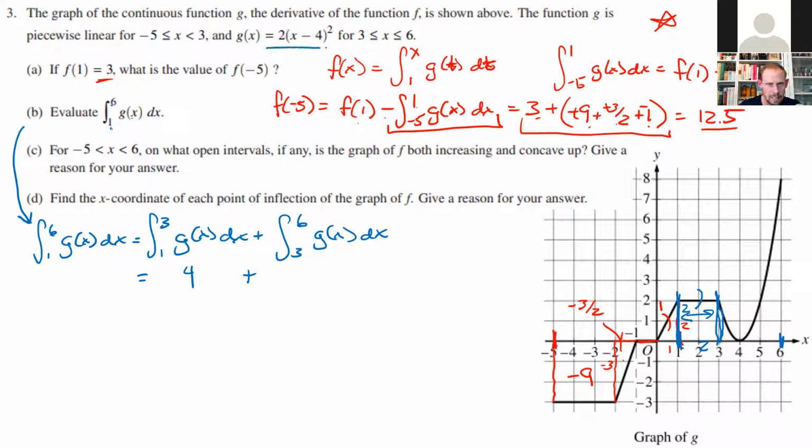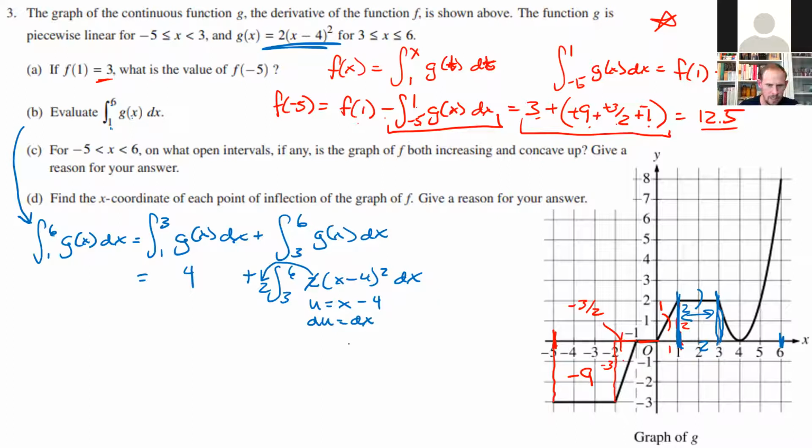So we're going to plug in this function right here. The integral from 3 to 6 of 2 times (x - 4)^2 dx, and we're going to integrate that. We've got a couple of different ways we can integrate it. We could square it out and then integrate it. We could pull the 2 out front and just ignore the 2 while we're integrating. And we could do substitution with u = x - 4 and du = dx.